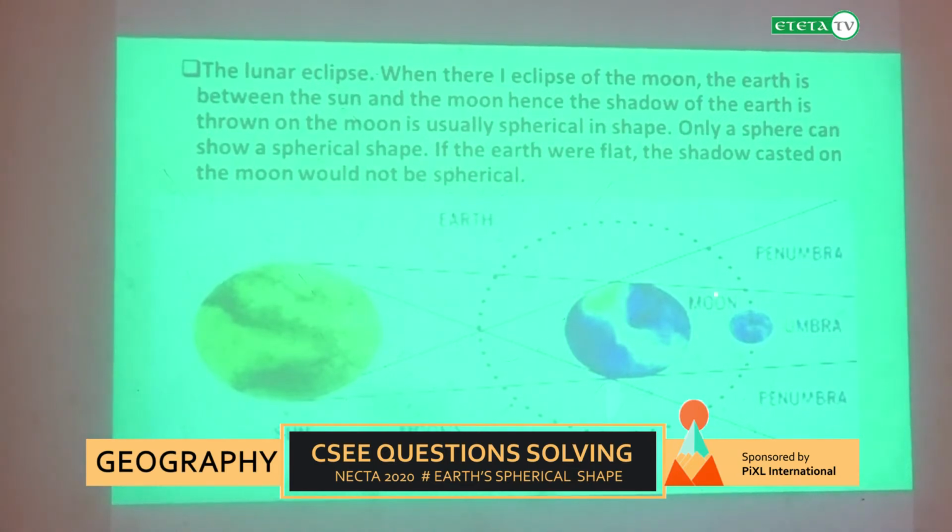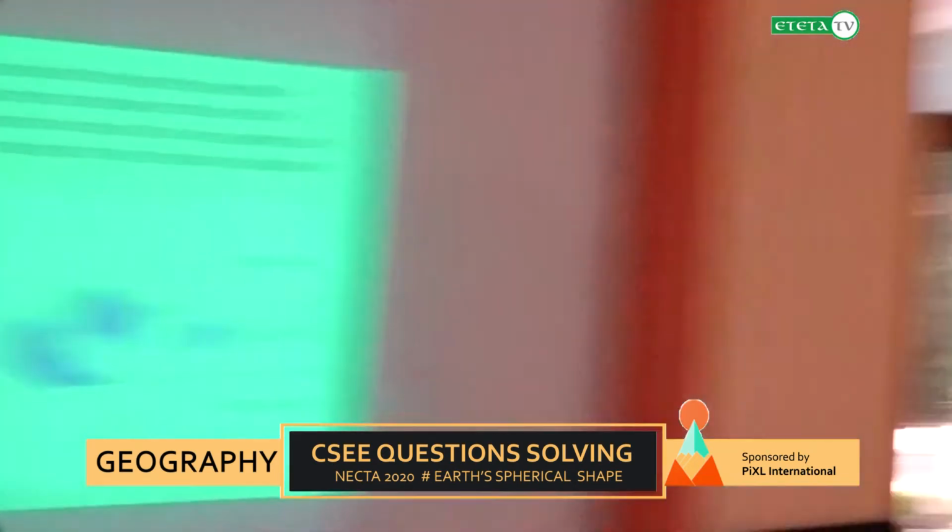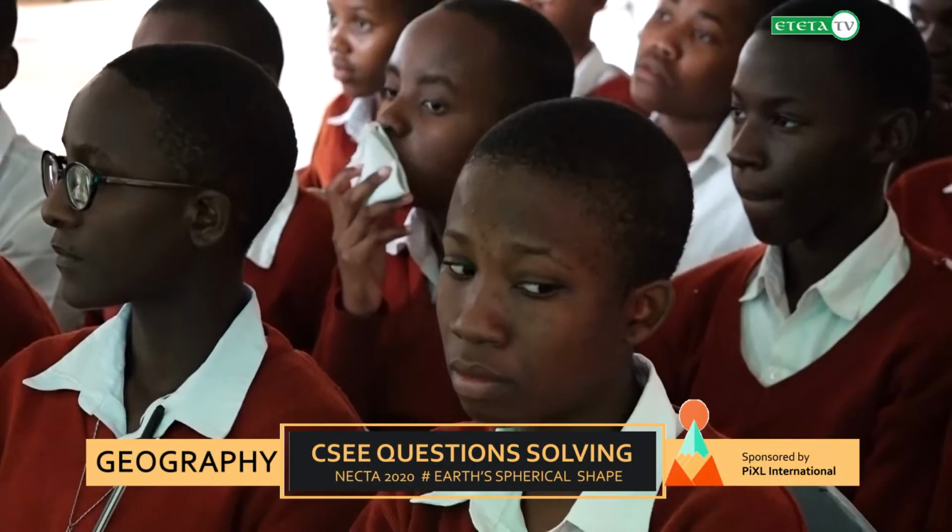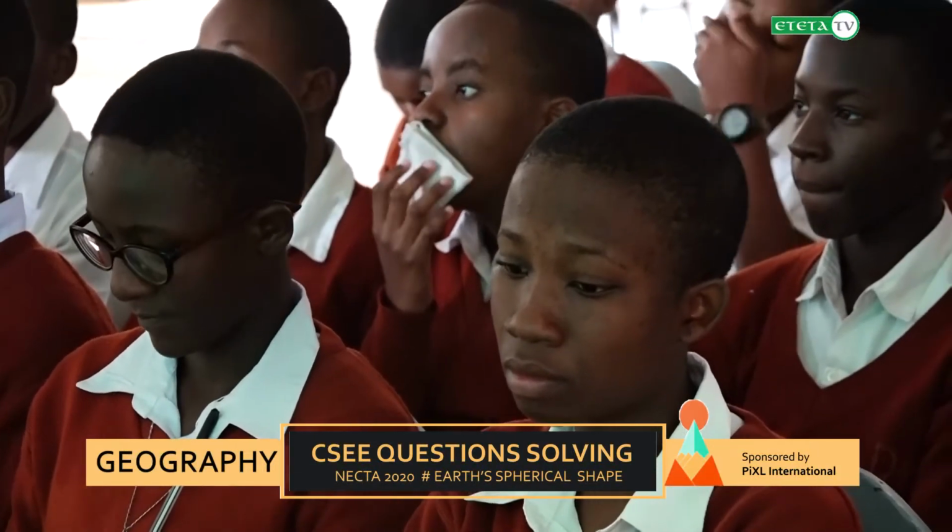Through this evidence, whereby the shadow of the Earth is cast spherical on the moon, we come to know that the Earth is spherical in shape. That is the lunar eclipse. Here the point is supposed to be explained and drawn.